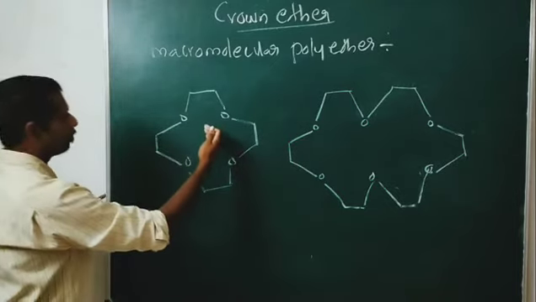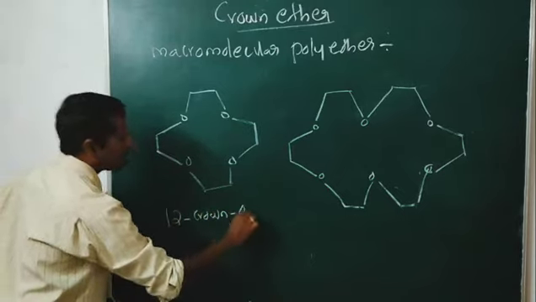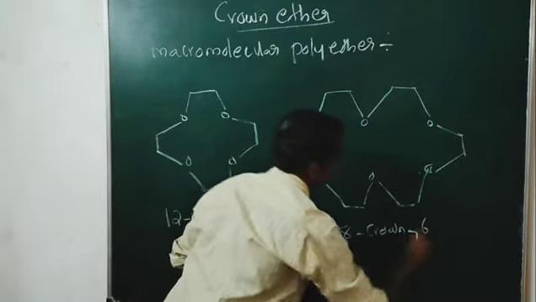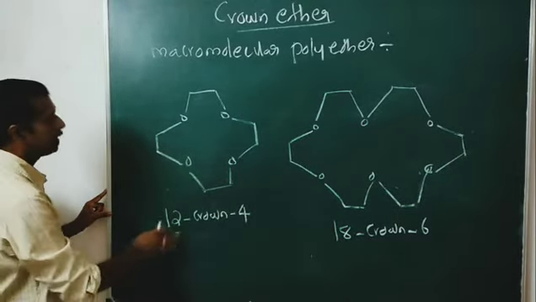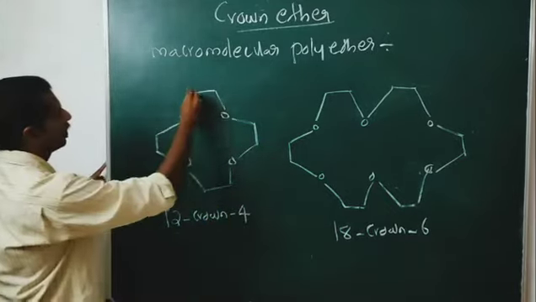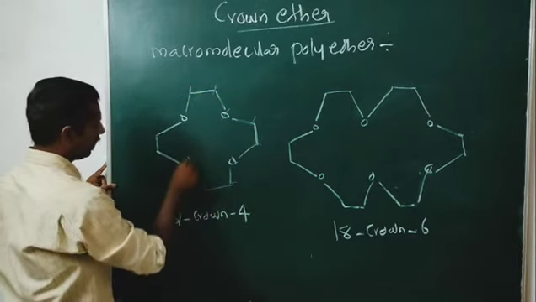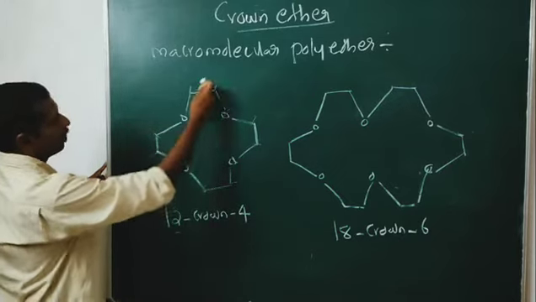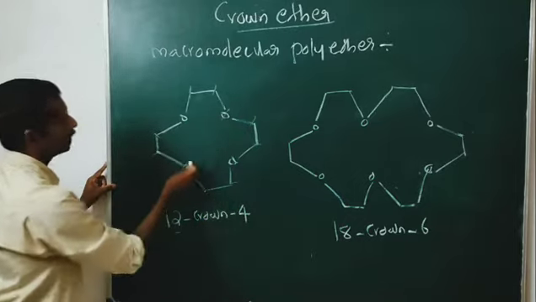What is the name of this crown ether? This crown ether is known as 12 crown 4 and this is 18 crown 6. How do you get the name of this crown ether? Look at that, the first number 12 is the total number of atoms present in the ring. That means look at it here, 1 2 3 4 5 6 7 8 9 10, 11, 12. So the total number of atoms present in the ring is this first number, and this 4 is the number of oxygen atoms, 4.